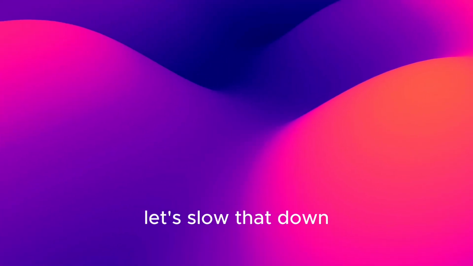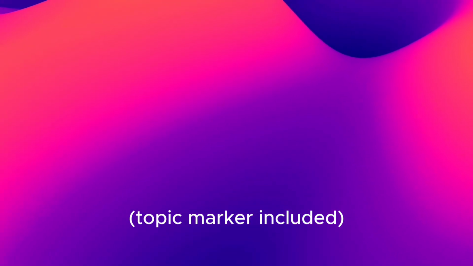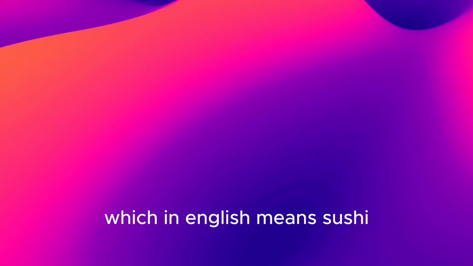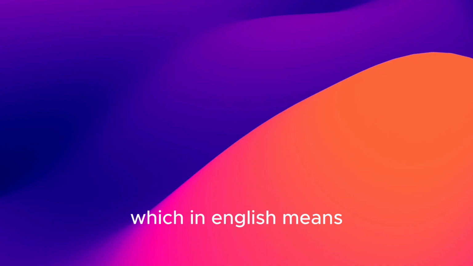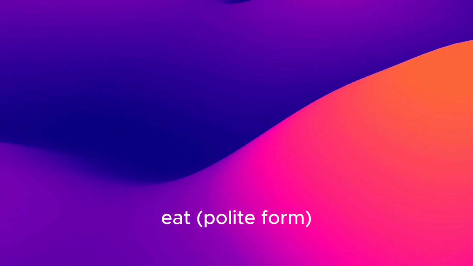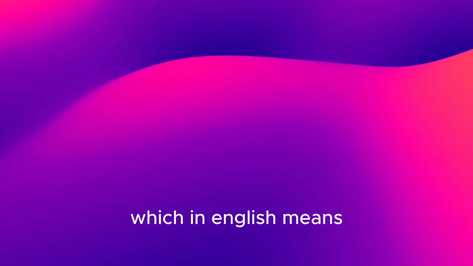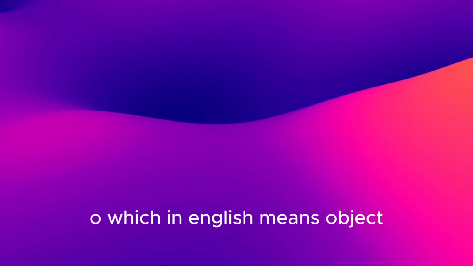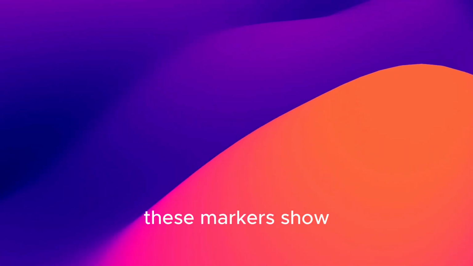Let's slow that down. Watashi wa, which in English means I, topic marker included, sushi o, which in English means sushi, object marker included, tabemasu, which in English means eat, polite form. Notice, wa, which in English means topic marker, o, which in English means object marker. These markers show the role of each word.